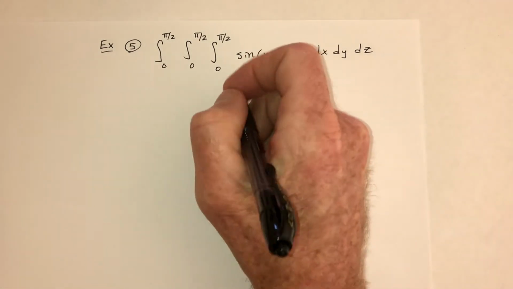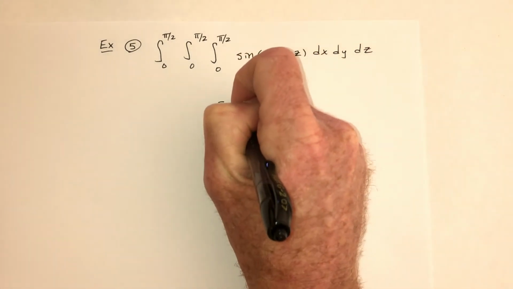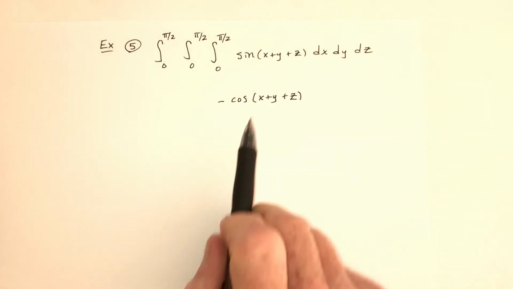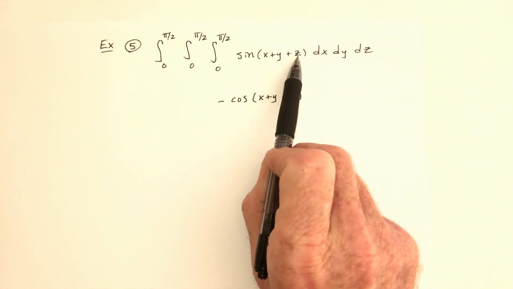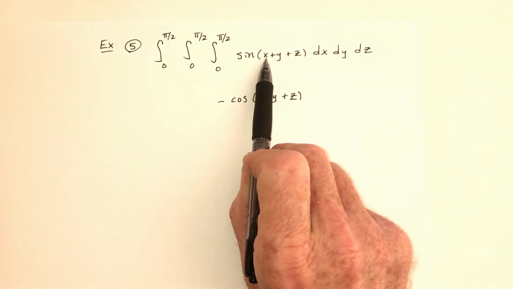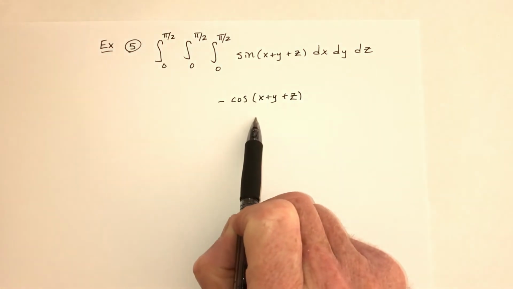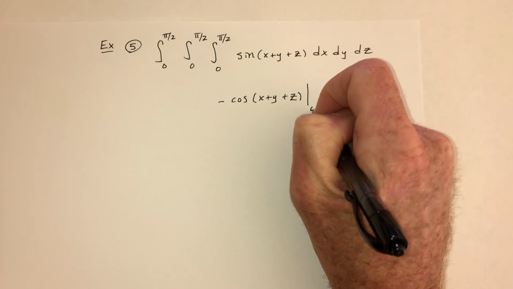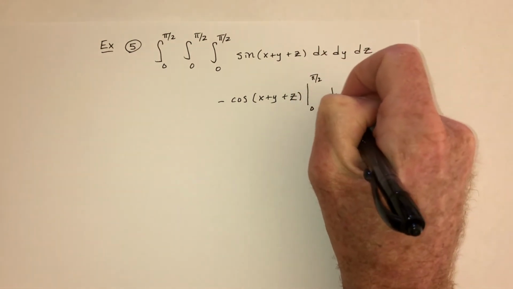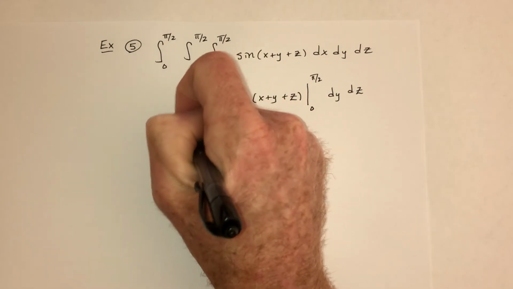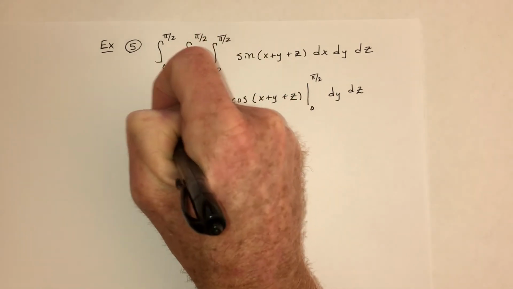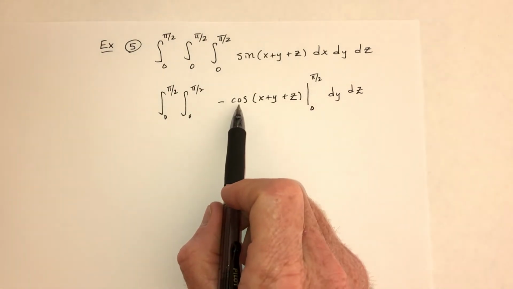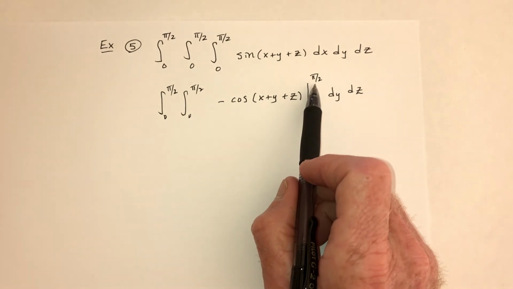So the antiderivative of sine, that is negative cosine. And the derivative of the inside, if you pay attention to the chain rule, the derivative of the inside would be 1. So this needs to be divided by 1. There, I did it. I divided by 1. Now evaluate from 0 to pi over 2. Oh sorry, I was skipping ahead. I still need to plug in the numbers.